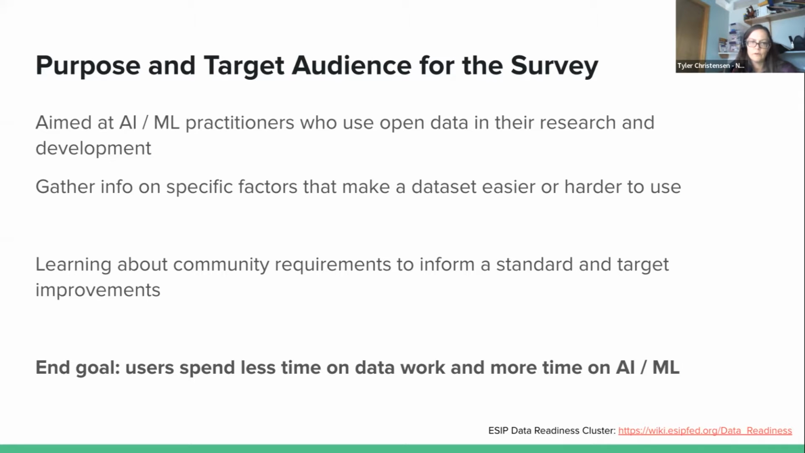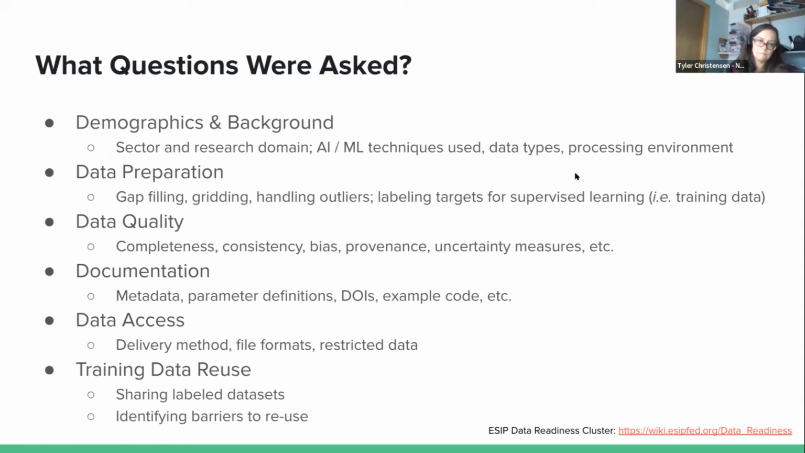We're gathering info on what specific factors make a data set easier or harder to use. What makes a time-consuming data set, what makes an absolutely easy peasy dream data set. We're using this to learn about community requirements to inform a standard, and also to target improvements, because the overall end goal is for AI and machine learning users to spend less time on data work and more time on their science.